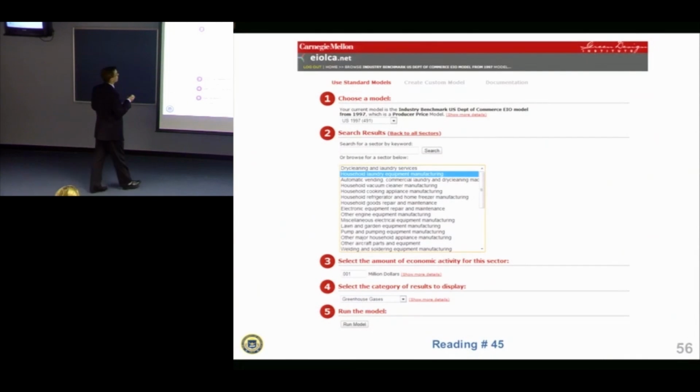So let's see where these numbers come from. This is the 1997 database. There's a 2007. I think there's a 2002 also. So I'm just using 1997 to be more consistent with the book. Household laundry equipment manufacturing. This is machine number 2. It's $1,000 or $0.001 million. I put in greenhouse gases to get CO2 equivalents, and I click run the model.